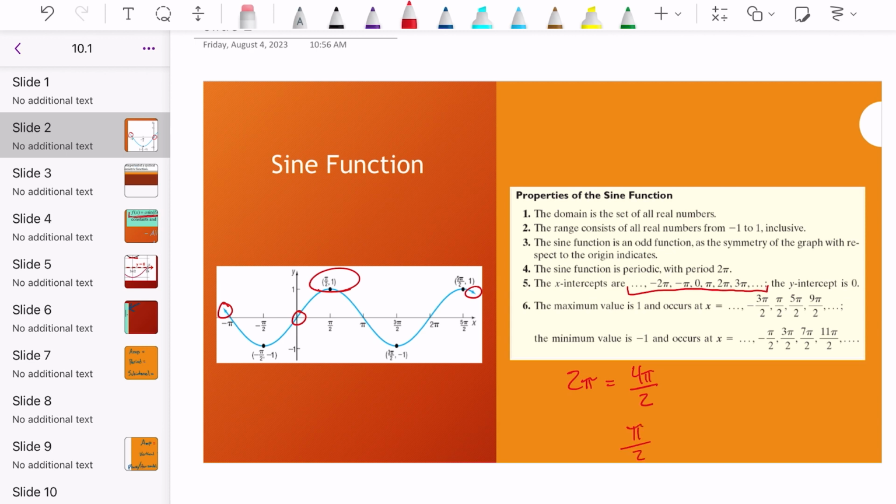And we can go ahead and add 4 pi over 2 to that to figure out when would be the next maximum value. So it would go pi over 2, 5 pi over 2, 9 pi over 2, 13 pi over 2, 17 pi over 2, all the way up to infinity. And the same can be done on the negative side as well.